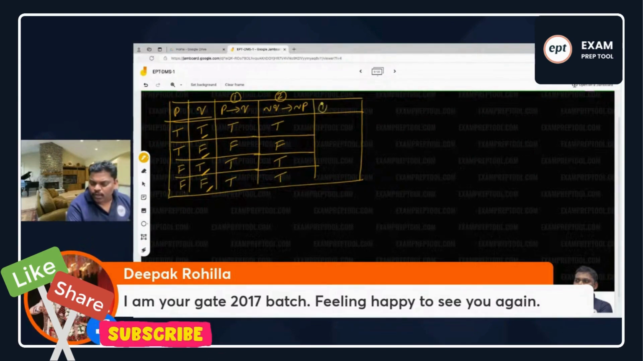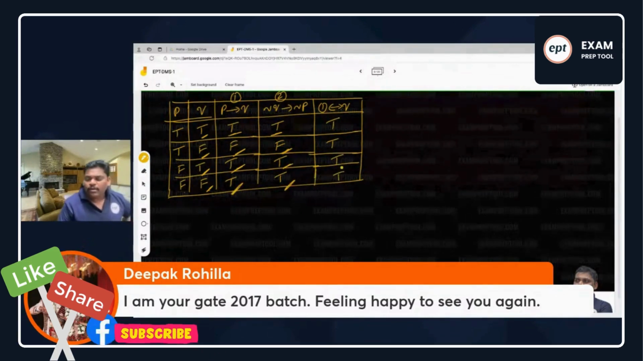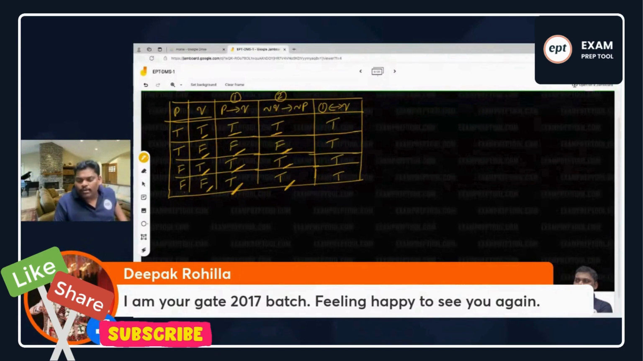Now, if two people are equal, if you do double implies, what will happen? Compulsory, right? Everyone knows double implies means if both are equal, then true. Both are equal, true. Remember, everyone. Between two people who are equal, if you do double implies, you will get a truth table total as true.